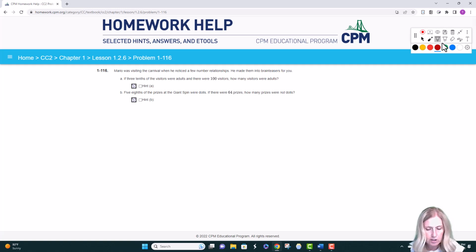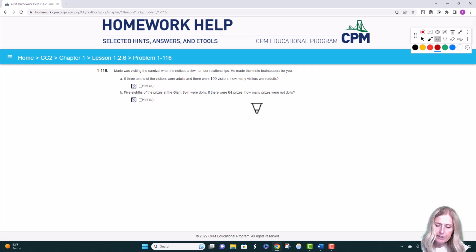Mario was visiting the carnival when he noticed a few number relationships. He made them into brain teasers for you. If 3/10 of the visitors were adults and there were 100 visitors, how many visitors were adults? It looks like a lot of words, right? But it's really a simple equation.